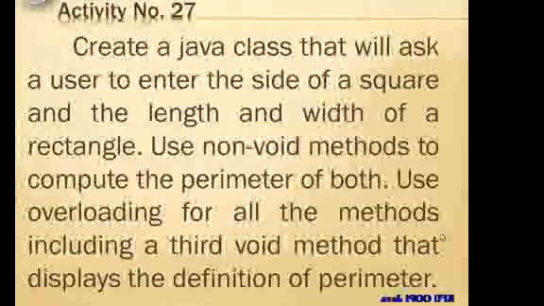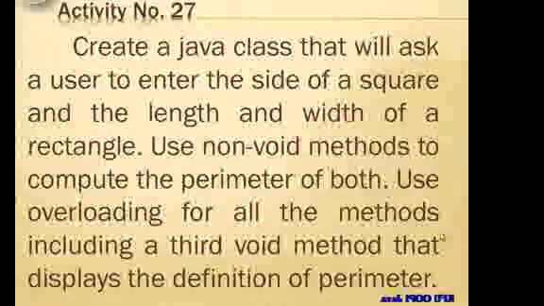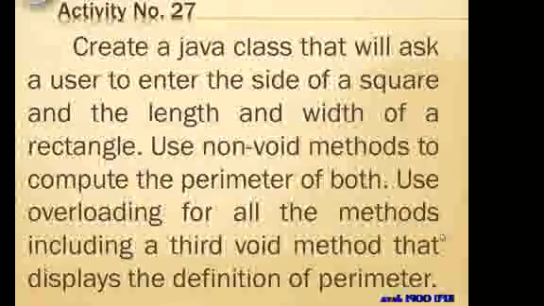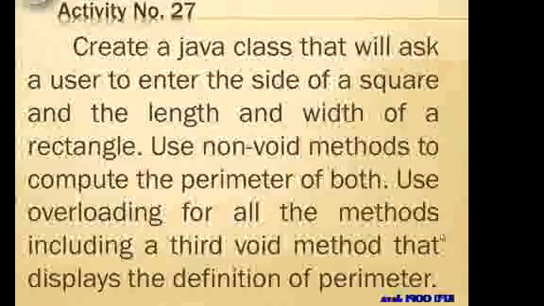and the length and width of a rectangle. So that means there are two shapes here, a square and a rectangle. We will use non-void methods to compute the perimeter of both. The perimeter of a square is 4 times the side, while the rectangle is twice the length and twice the width. We will use overloading for all the methods, including a third void method that displays the definition of perimeter.